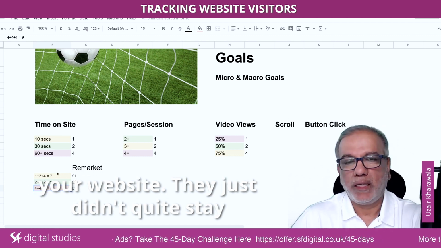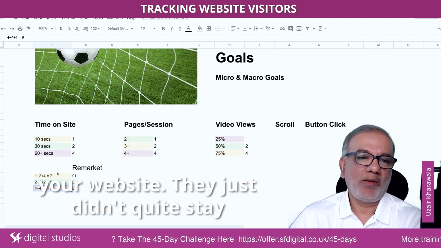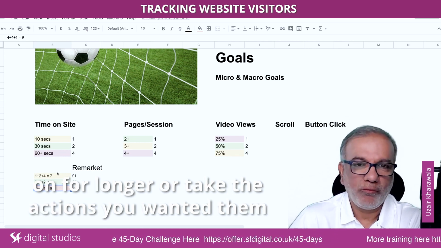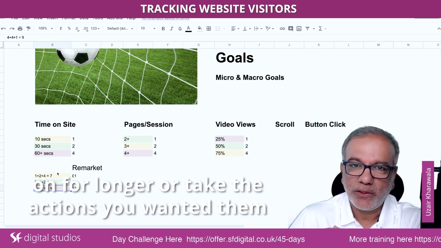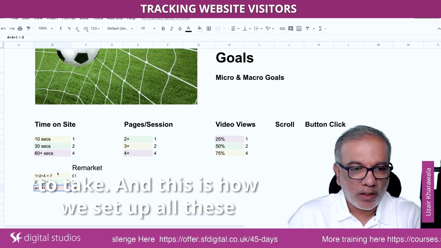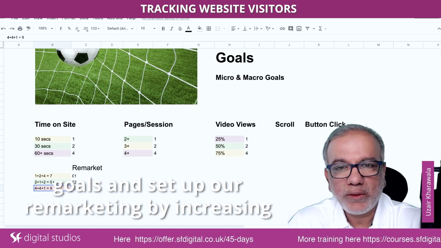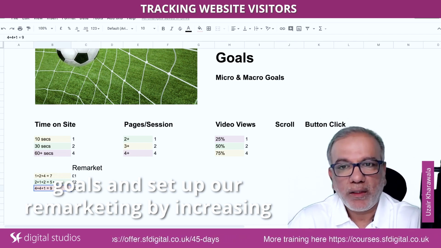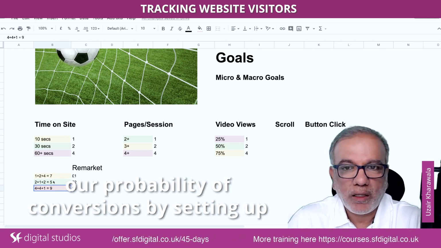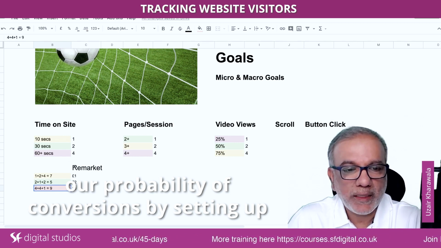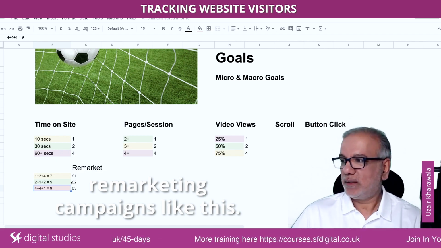They visited your website. They just didn't quite stay on for longer or take the actions you wanted them to take. And this is how we set up all these goals and set up our remarketing by increasing the probability of conversions by setting up remarketing campaigns like this.